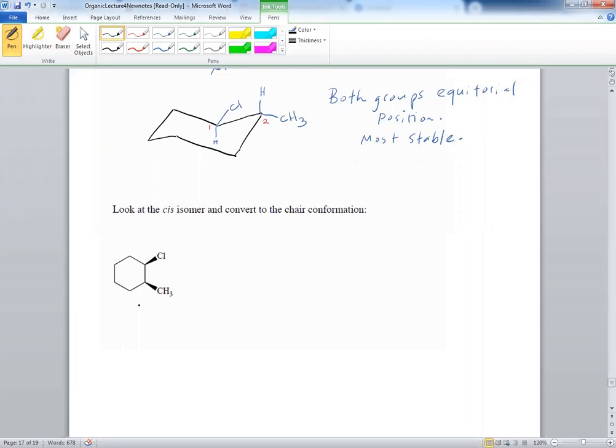Now you ask yourself, what if I have this on the floor and I'm looking at it? How would they point? How would these two bonds point? They would both point up. This one is up and that one would be up. So you can work with your frame of reference right here and redraw it.